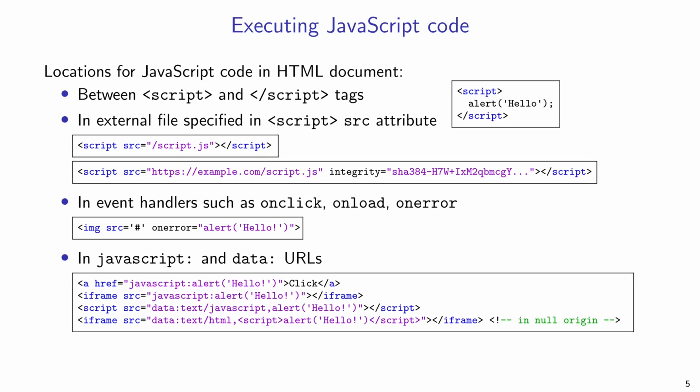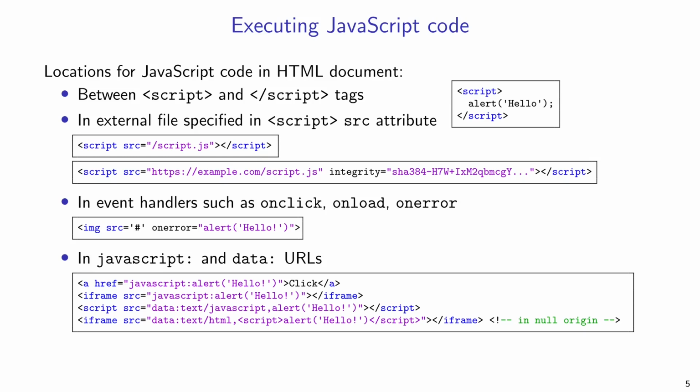Lastly, and rather unexpectedly, JavaScript code can also be placed in JavaScript and data URLs. Here are some examples of how JavaScript execution can be achieved. But note that this works only for some attributes that accept URLs, and there are some limitations. For example, a data URL in the source attribute of an iframe will execute in the null origin, as we discussed in a previous lecture.